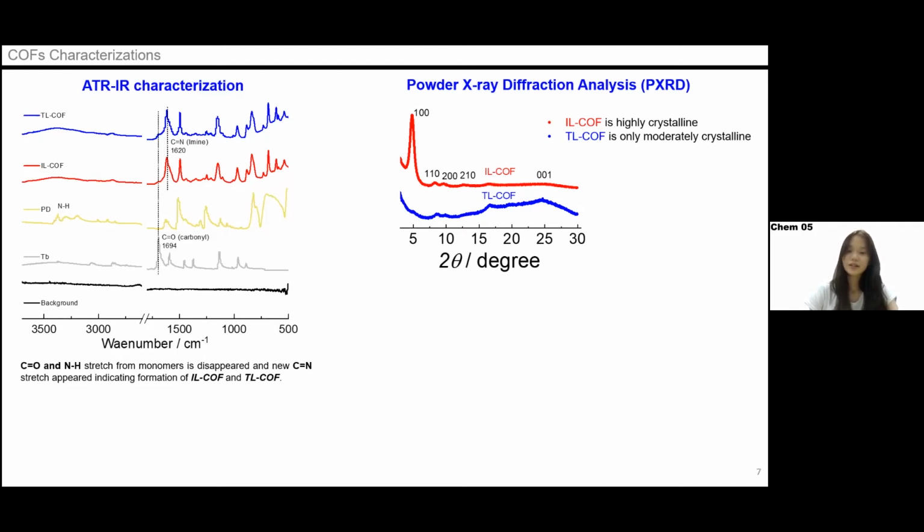From PXRD, on the right side, as you can see, it appears the IL COF is highly crystalline, while the TL COF is only moderately crystalline. The respective reflections are shown in the graph. In the red curve, the peak at 4.8 degrees represents the pore size in the COF and is related to the 100 reflection, while a small peak at 26 degrees represents stacking interaction in the COF. From the graph, the IL COF is highly crystalline because of the very sharp peak, while the TL COF shows less crystallinity because the peak is not as sharp. Therefore, we can conclude that more purification is needed for the TL COF.